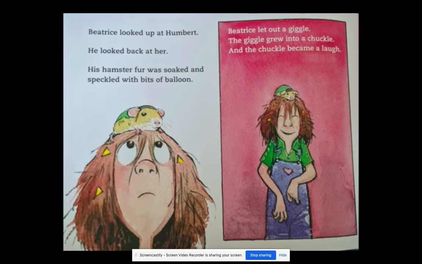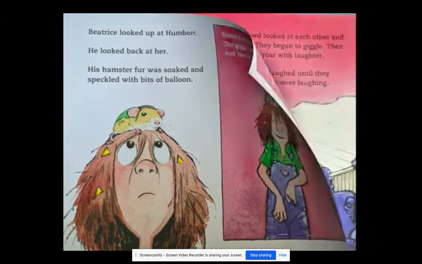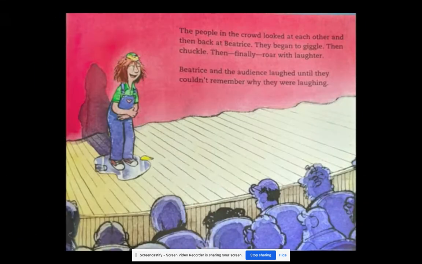His hamster fur was soaked and speckled with bits of balloon. Beatrice let out a giggle. The giggle grew into a chuckle, and the chuckle became a laugh. The people in the crowd looked at each other, then back at Beatrice. They began to giggle, then chuckle, then finally roar with laughter. Beatrice and the audience laughed until they couldn't remember why they were laughing.